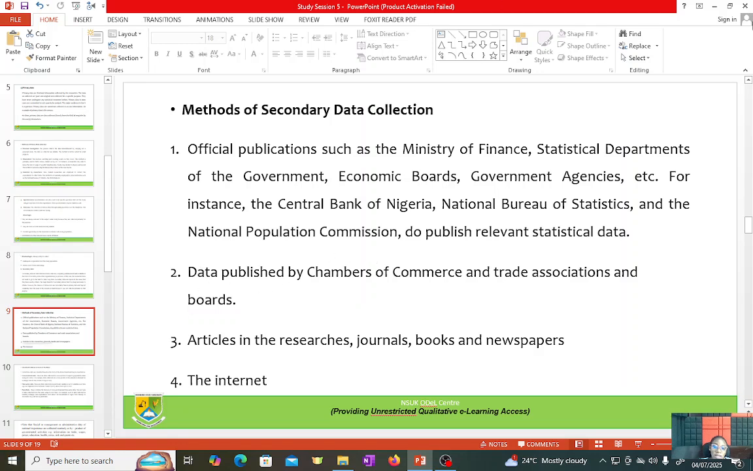You could also get secondary data from the data published by chambers of commerce and trade associations and boards. You could also get it from articles in researches, from journals, from books and newspapers. It's also possible to get secondary data from the internet.